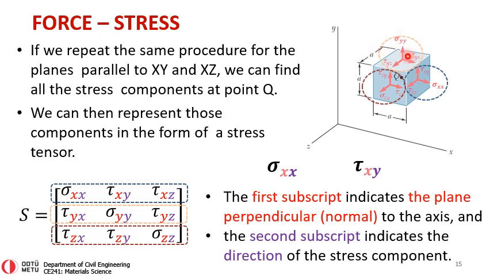Now for these stress components, sigma yy, tau yx, tau yz, the first subscript tells us that it's acting on the y-plane. Why is it a y-plane? Well, its normal is parallel to the y direction. And the second subscript tells me the direction: sigma yy along the y direction, tau yx along the x direction, tau yz along the z direction. So this is called a stress tensor.